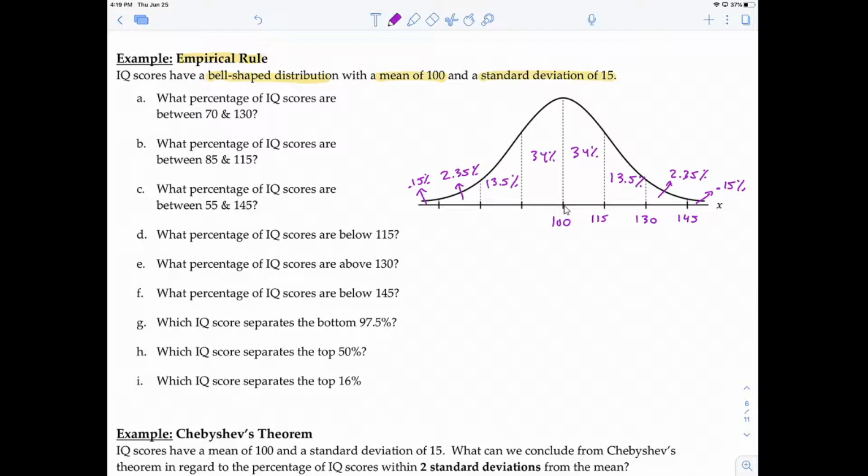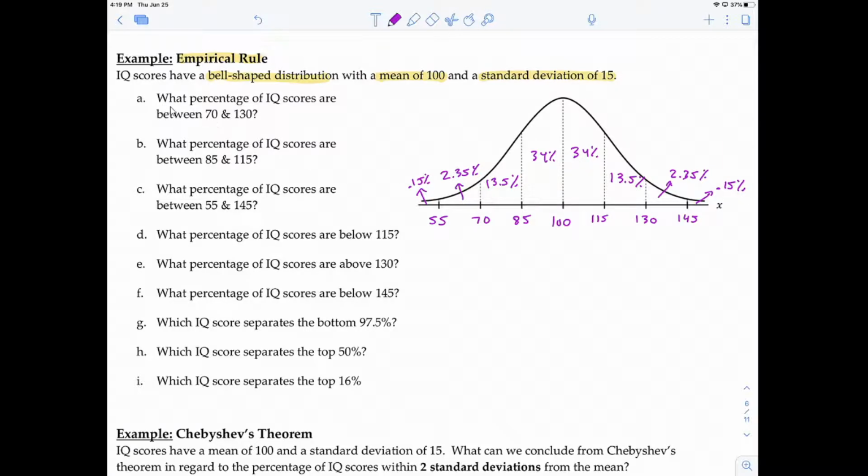And then going from the middle to the left, this would be 85, right? 100 minus 15 is 85. And then minus 15 again would give us 70. And then minus 15 again would give us 55. Okay, so fill out the chart just like this. Fill out the values just like that. And now we can start to answer the questions.